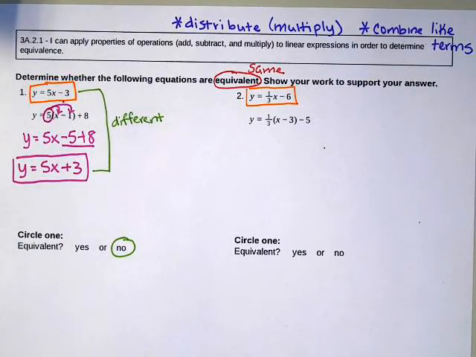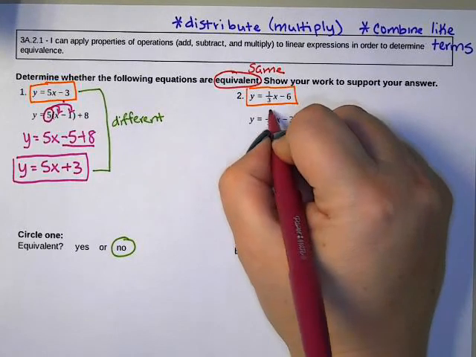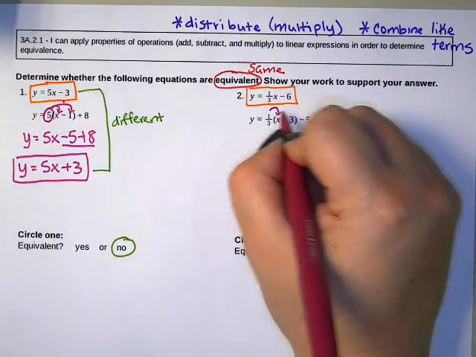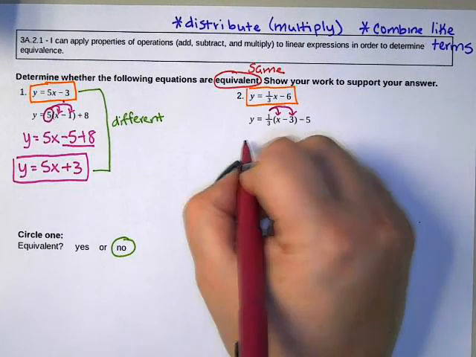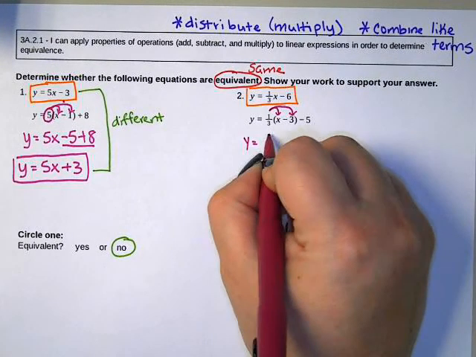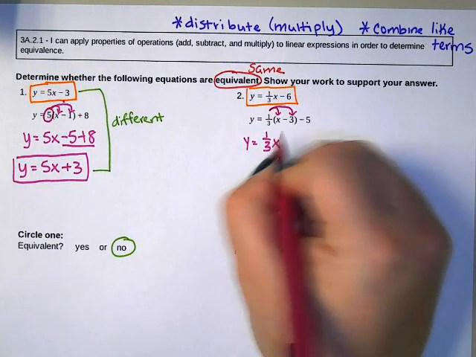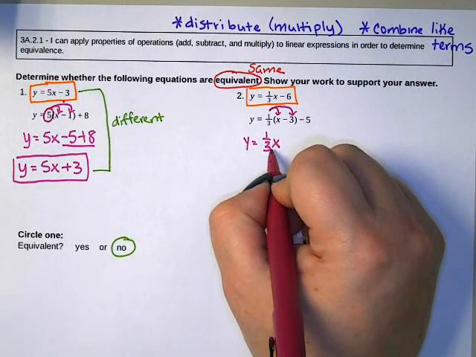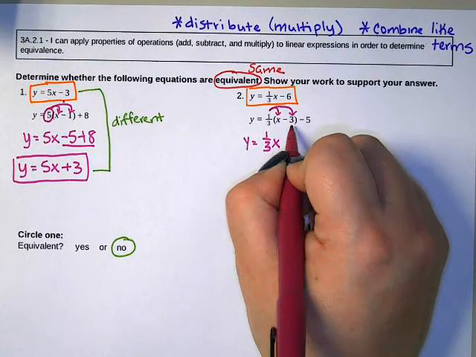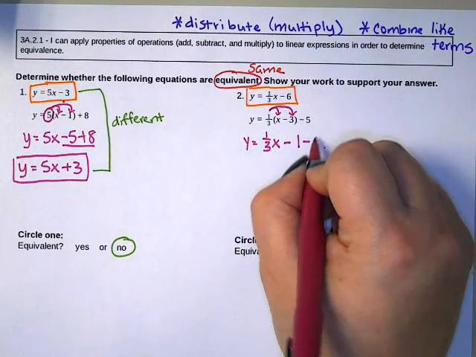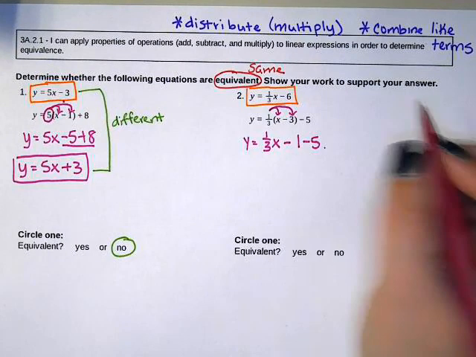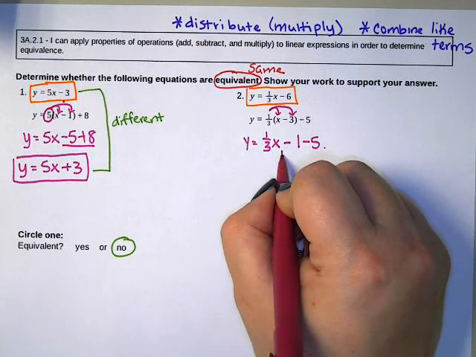Here's our original one that's already in slope-intercept form, so that one's nice. This one we're going to go ahead and distribute the 1/3 because that's what's being multiplied in front there. So we get y = 1/3 x, because 1/3 times x is 1/3 x. 1/3 times negative 3 is going to be negative 1, and the minus 5 is just going to come down.